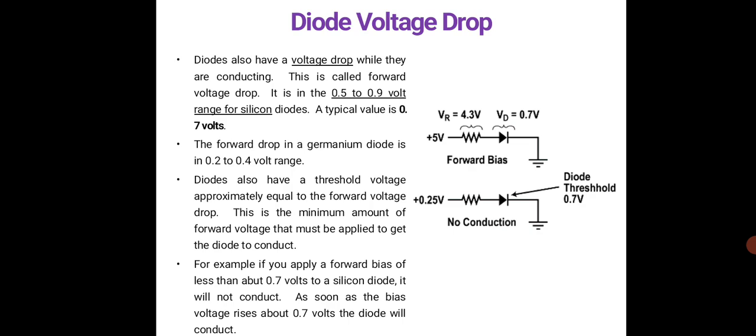Once you connect it to forward bias, the diode will conduct only after 0.7 volt. For example, if you apply a forward bias of less than 0.7 volt to a silicon diode, or less than 0.2 to 0.4 volt in the case of a germanium diode, it will not conduct. As soon as the bias voltage rises above 0.7 volt, the diode will conduct. That is what we call the diode threshold voltage. Only after this threshold voltage will the diode start conducting.